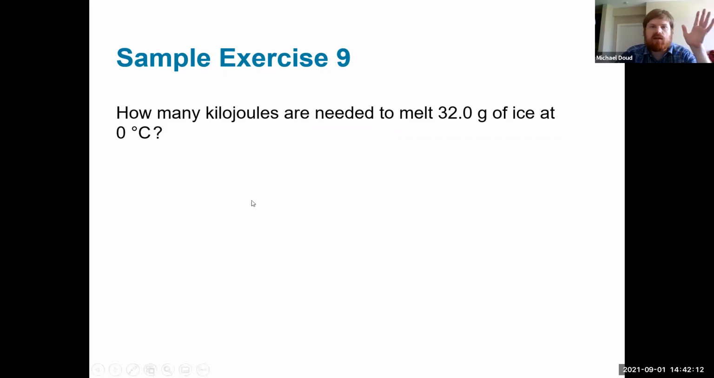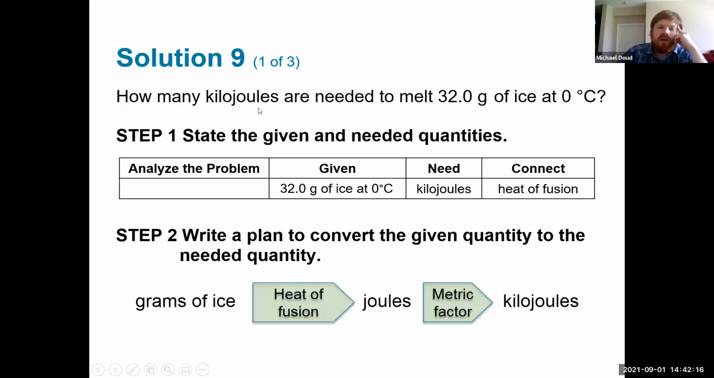All right, and you're back. So let's go ahead and solve the problem. What are we starting from? Well, we're starting from a certain amount of grams of ice, so solid water. And we are supposed to get kilojoules of heat that's needed to melt that amount. So we know that we're going to have to use the heat of fusion.